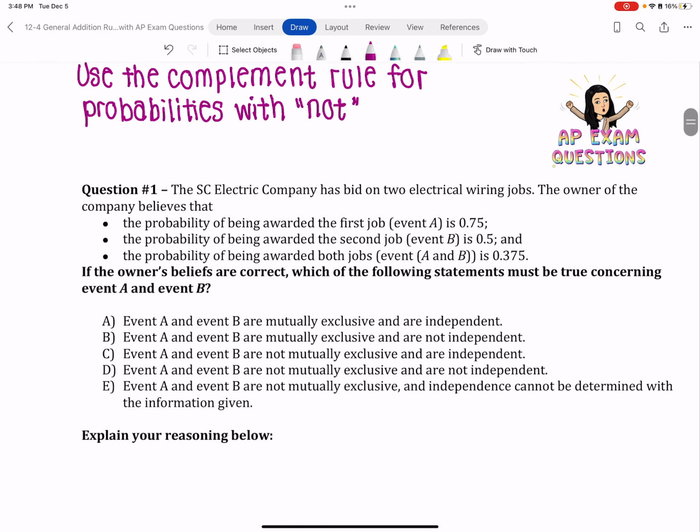Okay, let's move on to question number 1. So the SC Electric Company has bid on 2 electrical wiring jobs. The owner of the company believes that the probability of being awarded the first job, event A, is 0.75. The probability of being awarded the second job, event B, is 0.5. And the probability of being awarded both jobs, event A and B happening, is 0.375. If the owner's beliefs are correct, which of the following statements must be true concerning event A and event B?